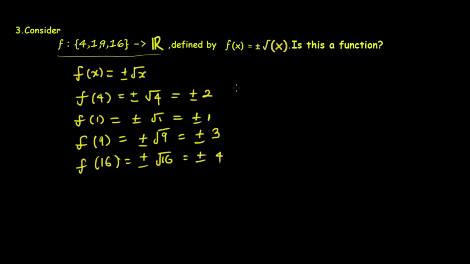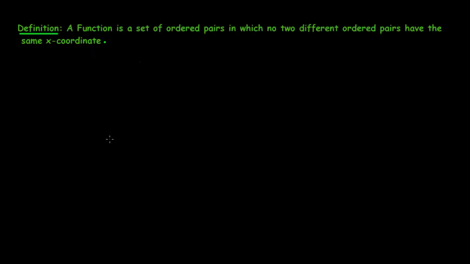So let's look at another definition of a function. Okay, so the final definition in this video is that a function is a set of ordered pairs in which no two different ordered pairs have the same x coordinate.